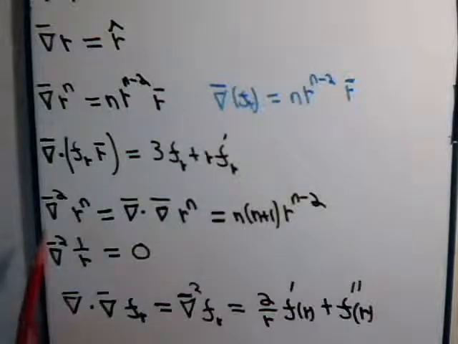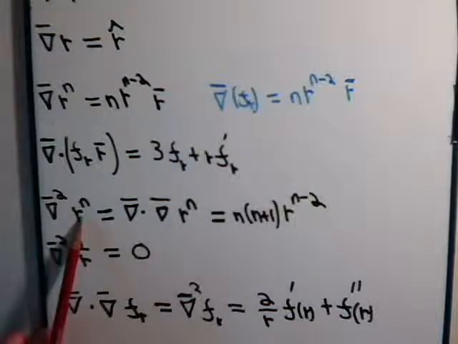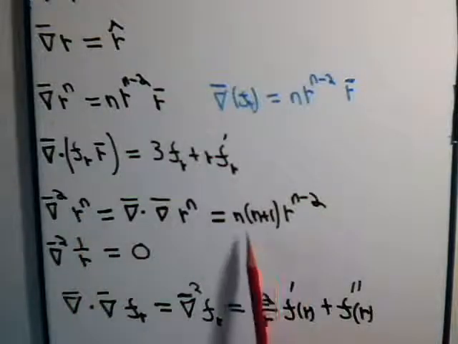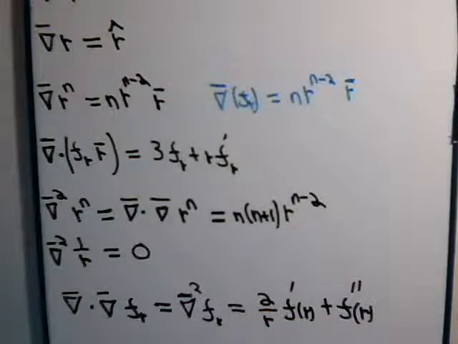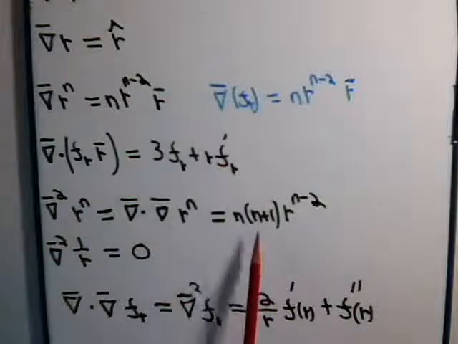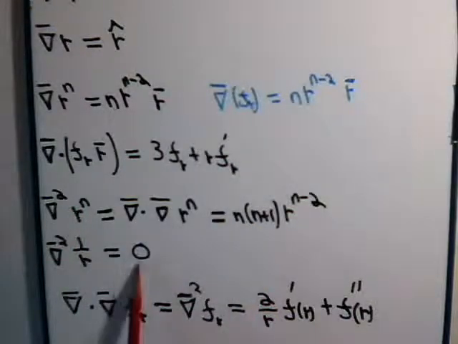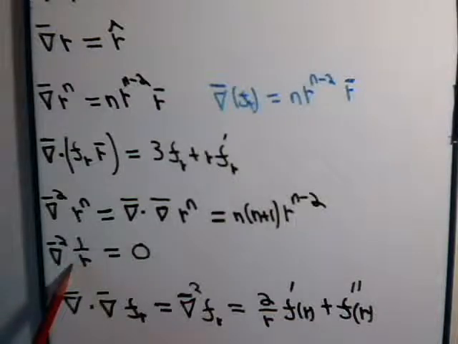the Laplacian of the magnitude of the position vector raised to any power n, that's equal to n times n plus 1 times r to the n minus 2 power. So for example, if we were taking the Laplacian of 1 over r, where n equals negative 1, then we have negative 1 plus 1, that's 0. So here, the reciprocal of the magnitude of the position vector, that's an example then of the harmonic function.